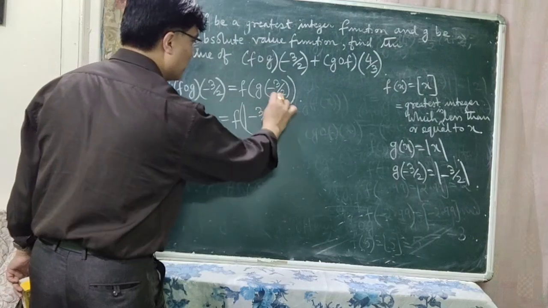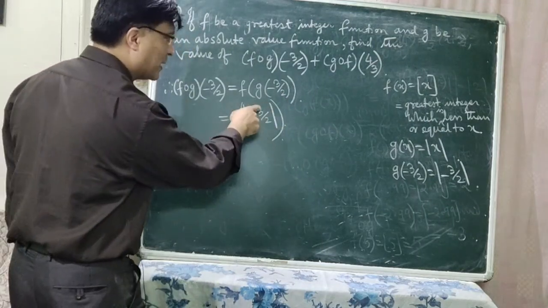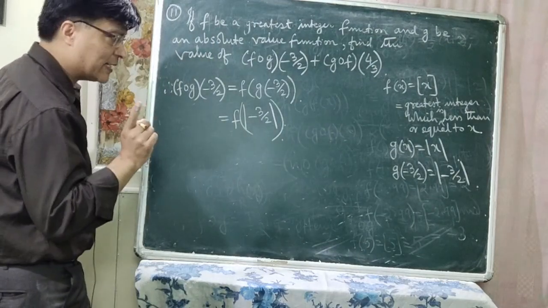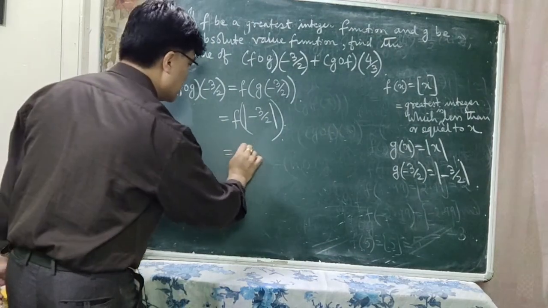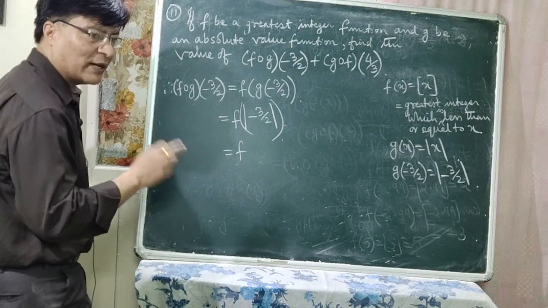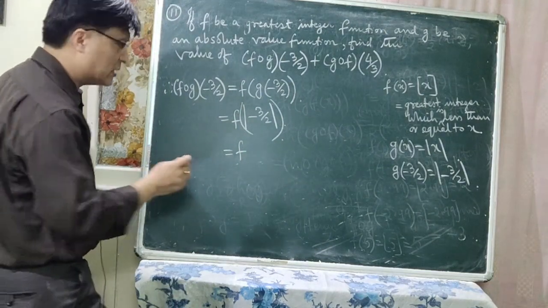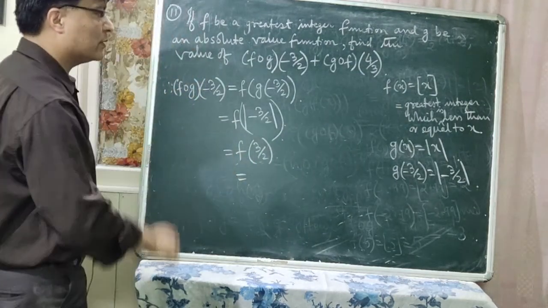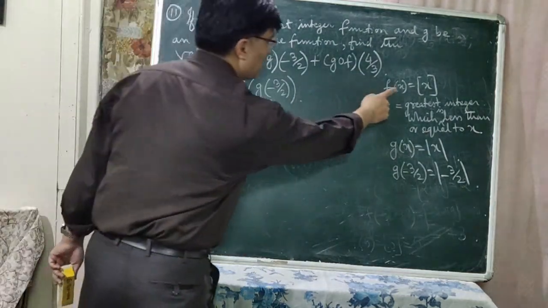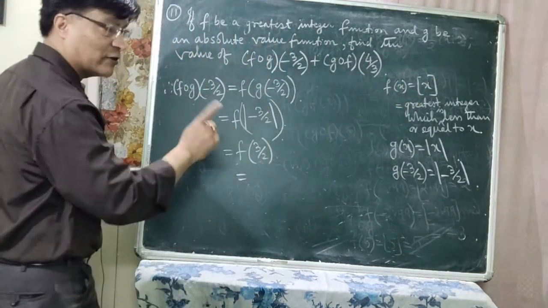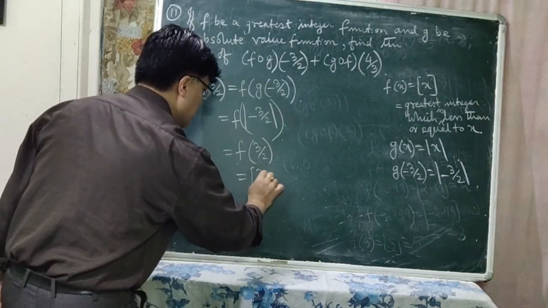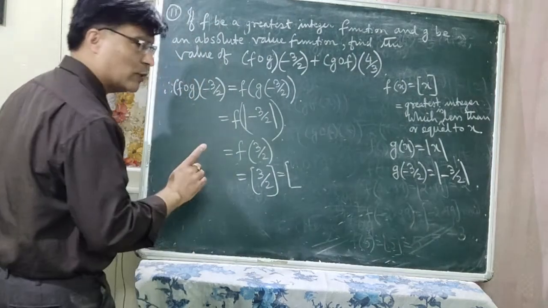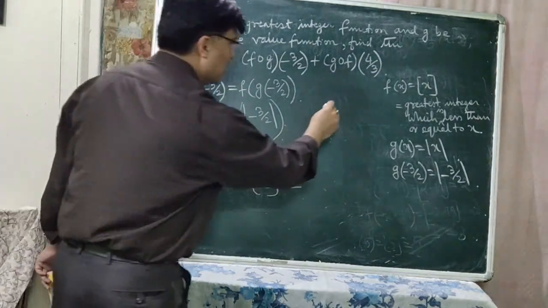Is that clear to all of you? So what is g of minus 3 by 2? It is mod minus 3 by 2. Is that clear now? So which is equal to f of, what is mod minus 3 by 2? It is always a positive quantity. So f of 3 by 2. Now you know, what is f of 3 by 2? It is the greatest integer function, which is the third bracket of 3 by 2, which is equal to the third bracket, it will be 1 point something, isn't it?